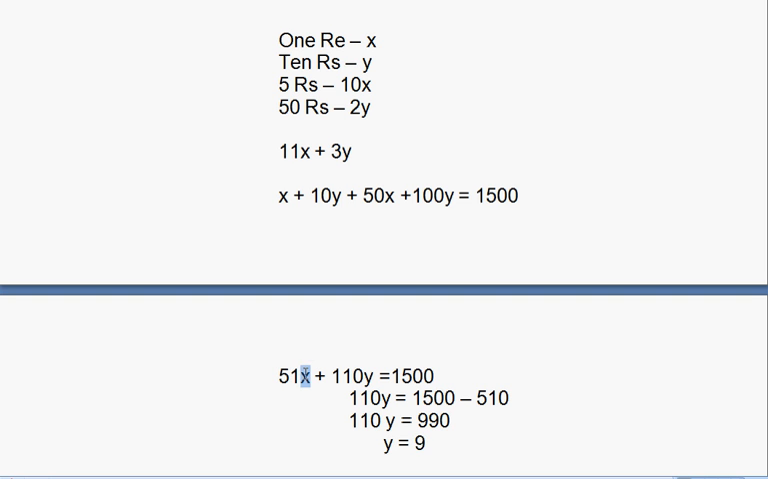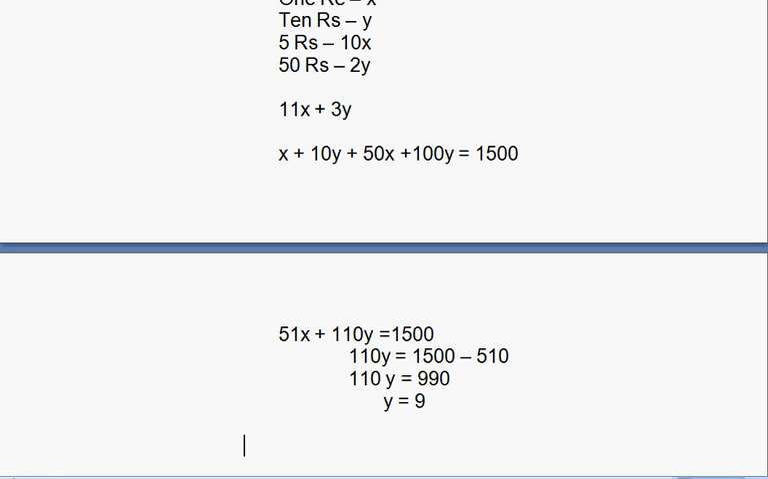Now we have to just see that x can be 10, x can be 20, x can be 30 and so on. So if x is 20, right, what do we get? We would get 1020. So if x is 20, let's say, then we would get 110y would be equal to 1500 minus 1020, which is equal to how much? It would be equal to 480, right? Now 480 is not divisible by 110 and hence we would not get an integral value of y, right? So only possible case is x is equal to 10 and y is equal to 9, right?